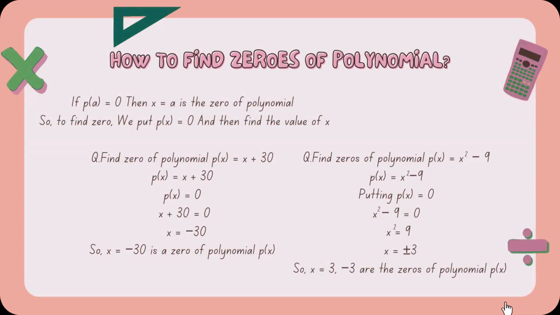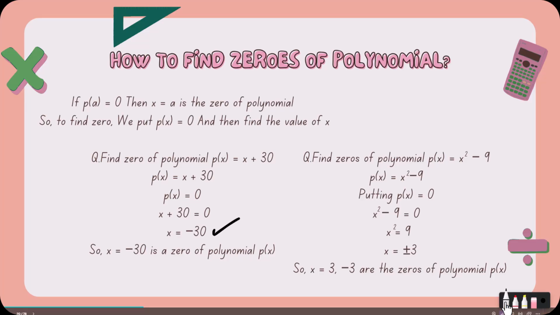Now, how to find the zeros of a polynomial? Let's try to find the zeros of a polynomial. If p of a is equal to 0, then a is the 0 of the polynomial, right? So to find the 0, we put p of x equal to 0 and then find the value of x. For example, we have p of x equal to x plus 30. So we know p of x has to be 0. So we'll write x plus 30 is equal to 0. So x is equal to minus 30.